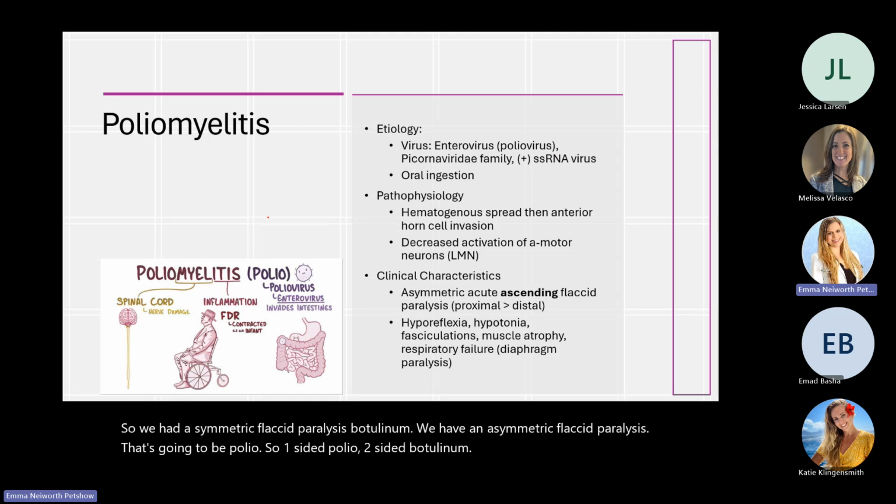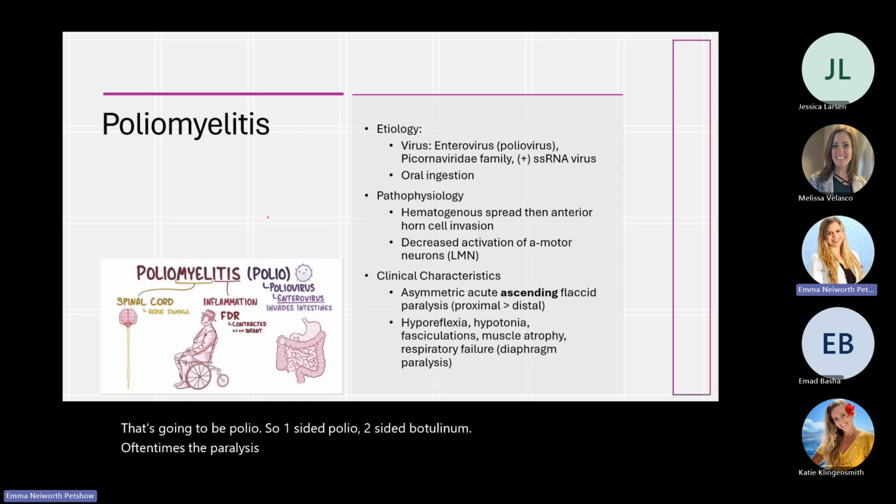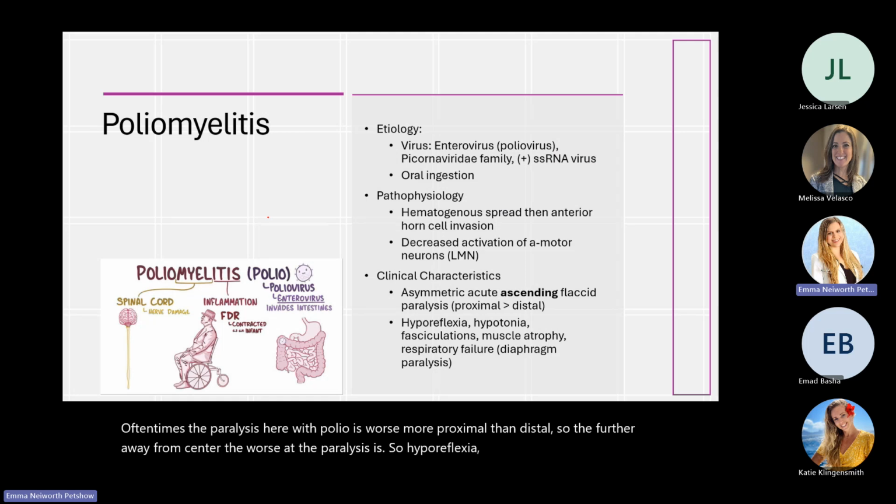Oftentimes, the paralysis here with polio is worse proximal than distal. So the further away from center, the worse the paralysis is. So hyporeflexia, hypotonia, fasciculations, weak atrophic muscles. Eventually, if the diaphragm becomes involved, that's what leads to respiratory failure and death from polio.